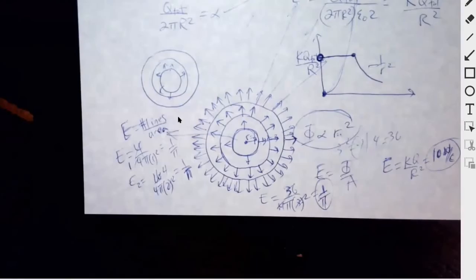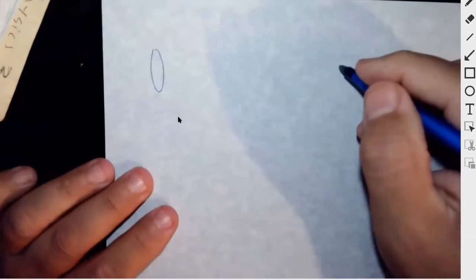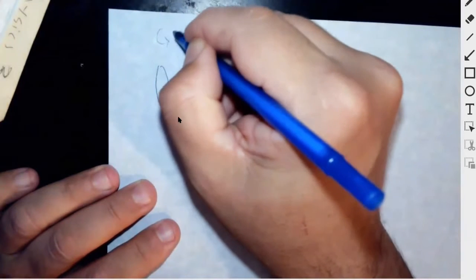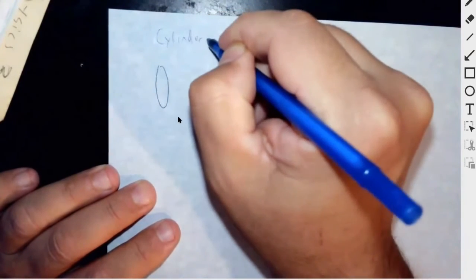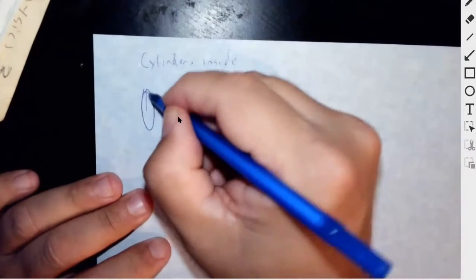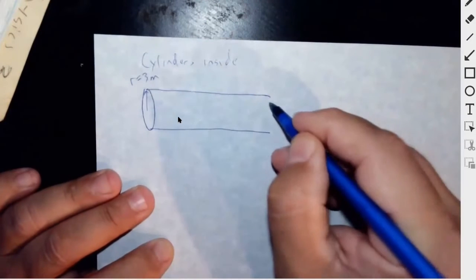Okay, guys, so the other case is the cylinder. So maybe we finish with that. We already know the equation for the rod at the outside. So cylinders, inside. Let's say we happen to have a cylinder with the same exact radius, 3 meters, and now the length of the cylinder is 10 meters.